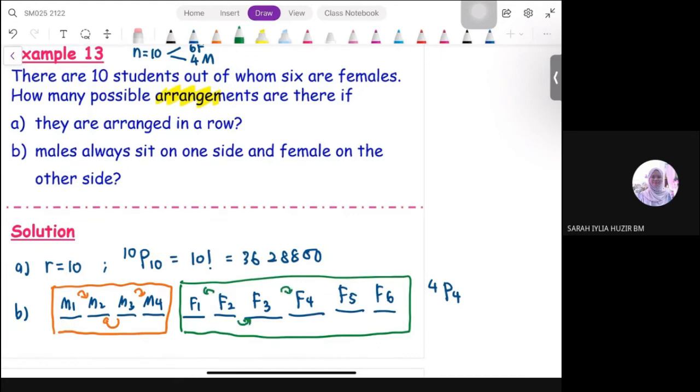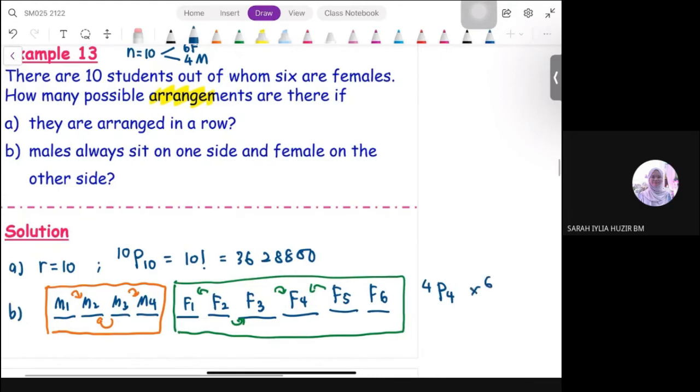Kita boleh tukar-tukar susunan ni antara female dengan female ni lah. Okay, so our calculation now should be 6P6. Okay, and then last one, we have to consider these two group. Because condition we only mention male and female on the other side.